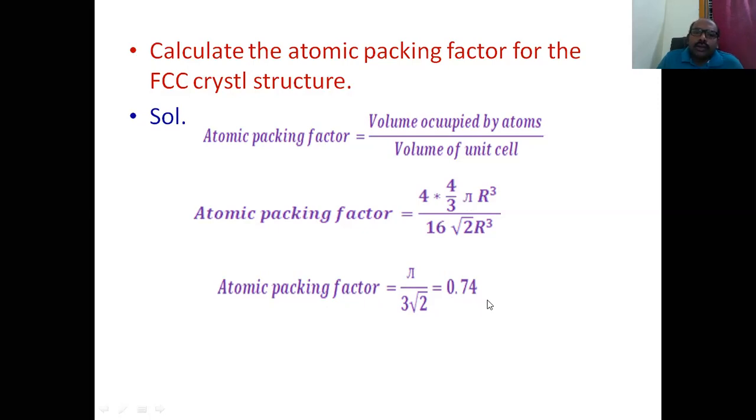And if you are asked to calculate unfilled space, 1 minus 0.74 gives us the unfilled space, that is 26 percent or 0.26. So that is another problem we are seeing. Similarly we can calculate for body centered cubic and simple cubic also.